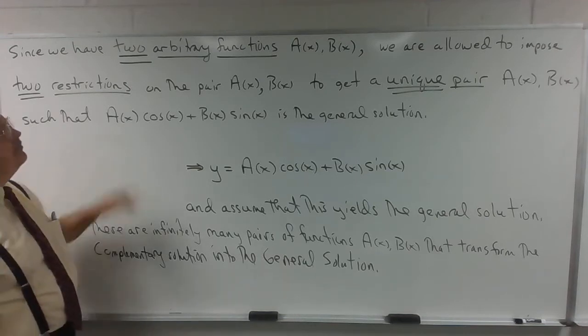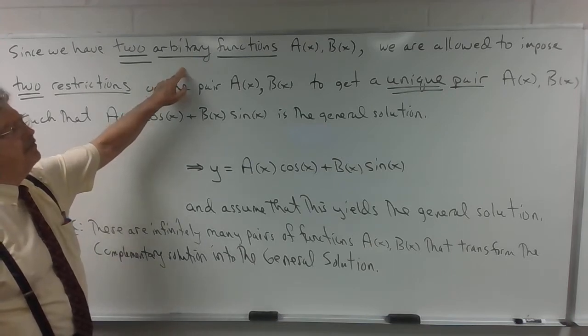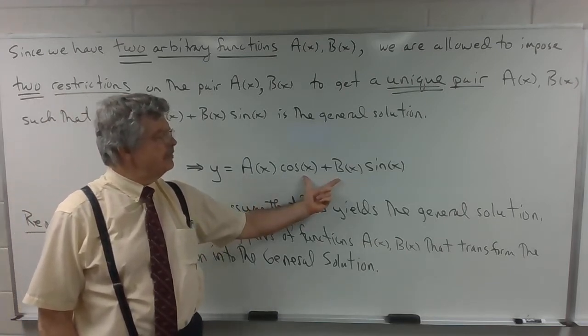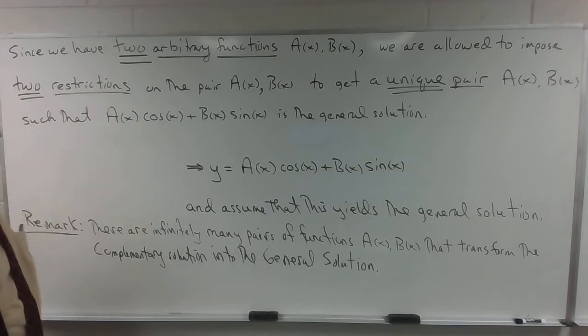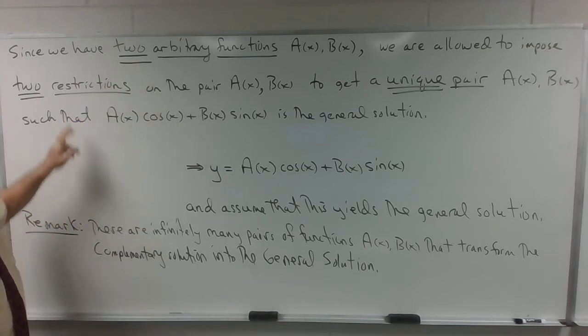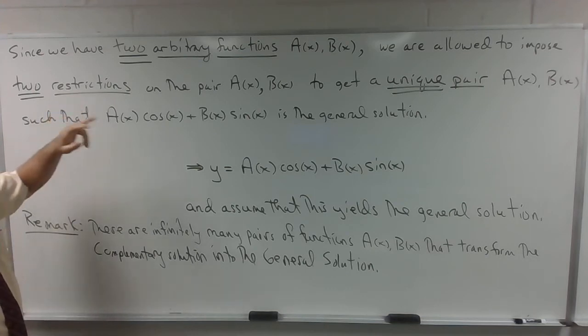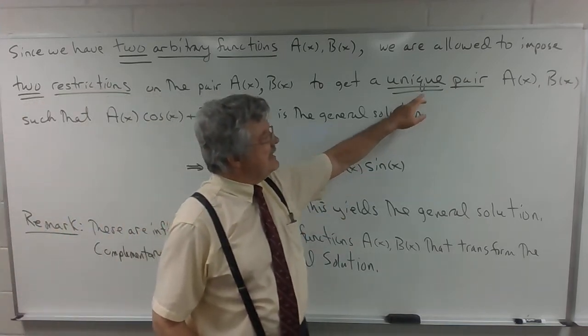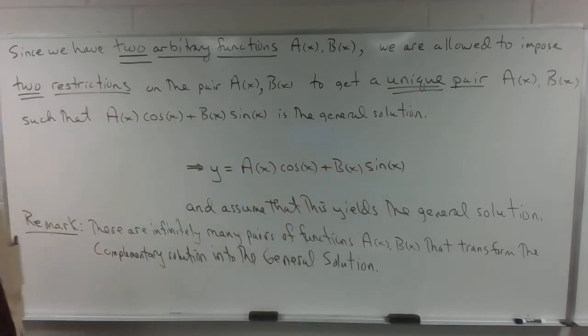We start off with two arbitrary functions, a of x and b of x, and we want them to be such that this is the general solution to our differential equation. Well, there are infinitely many pairs of a of x and b of x that will give us the general solution. So since we have two arbitrary functions, we're allowed to impose two restrictions on this pair of functions so that we'll actually get a unique pair, a of x and b of x, that give us the general solution.